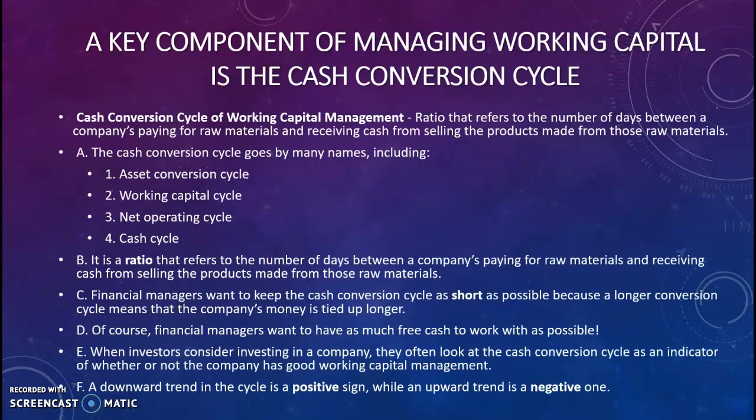So a key component of managing working capital is the cash conversion cycle. Now, this is something that we're not going to touch on very heavily, but I want you guys to be familiar with it. So the cash conversion cycle of working capital is a ratio that refers to the number of days between a company paying for a raw material and receiving cash for making the product from the raw material. So the cash conversion cycle goes by many names. It goes by asset conversion cycle, working capital cycle, net operating cycle, cash cycle.